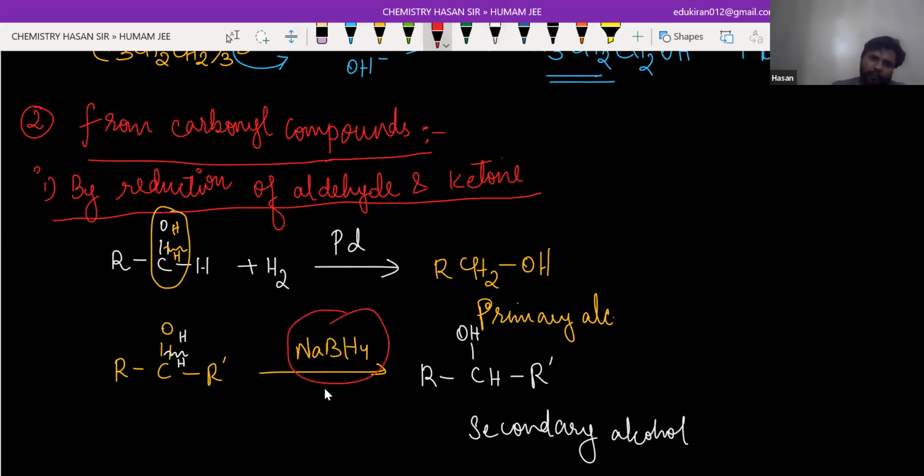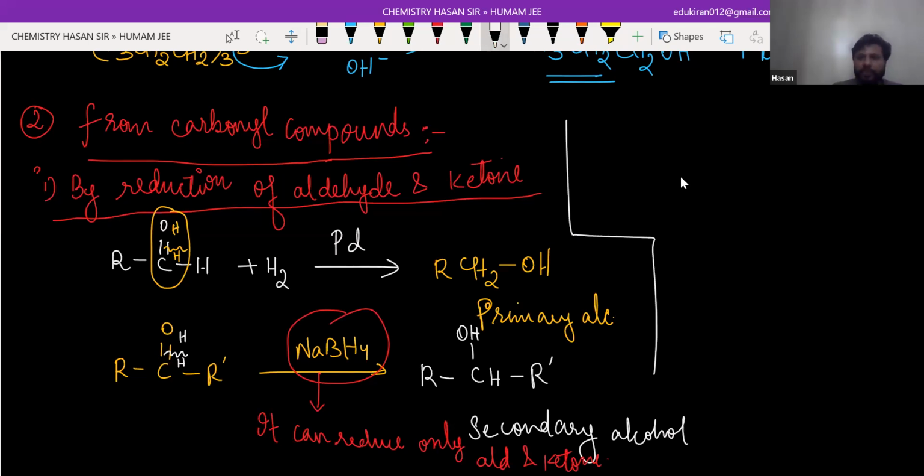Yes. This NaBH4, sodium borohydride, is very important. It can reduce only aldehyde and ketone. It cannot reduce carboxylic acid, cannot reduce ester. So the examiner is very clever. They are going to ask you a question like this. Let's say this is the scenario, and they can give you a question like this. So first, they will give you NaBH4.